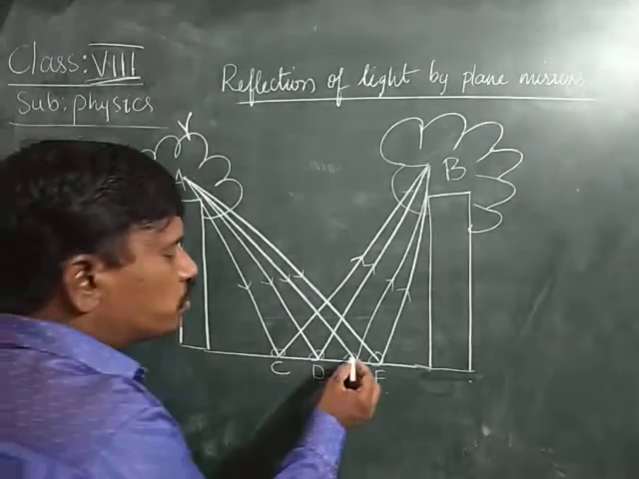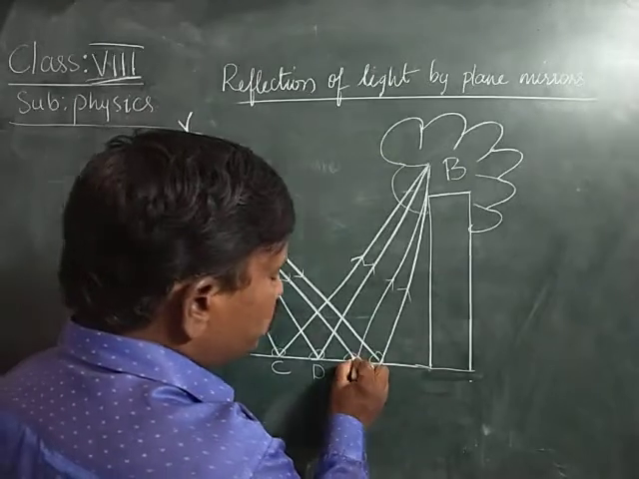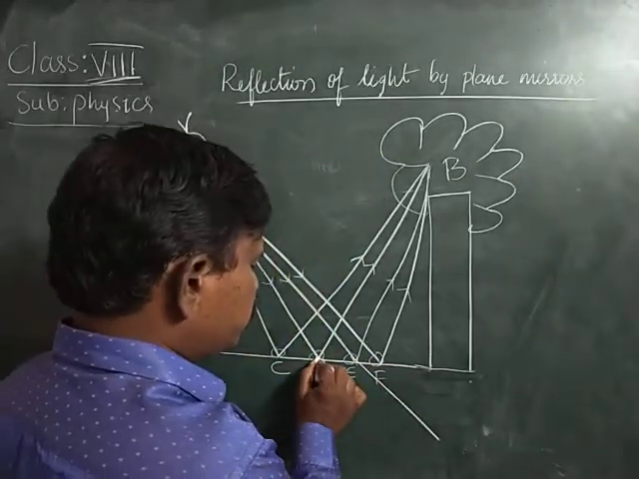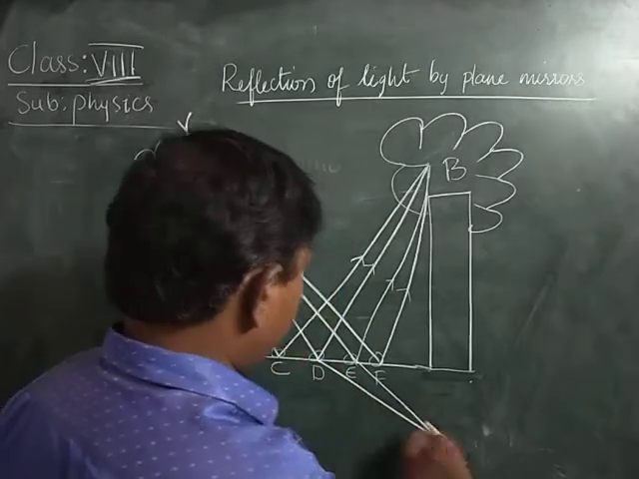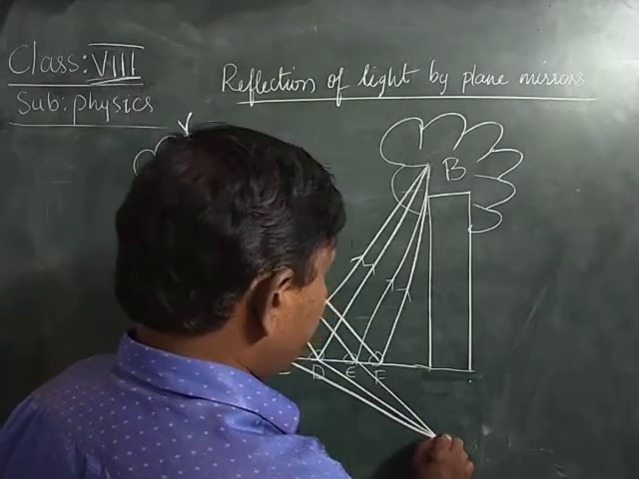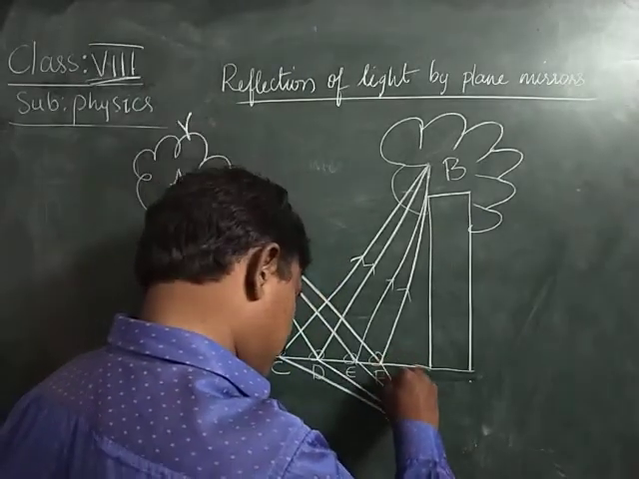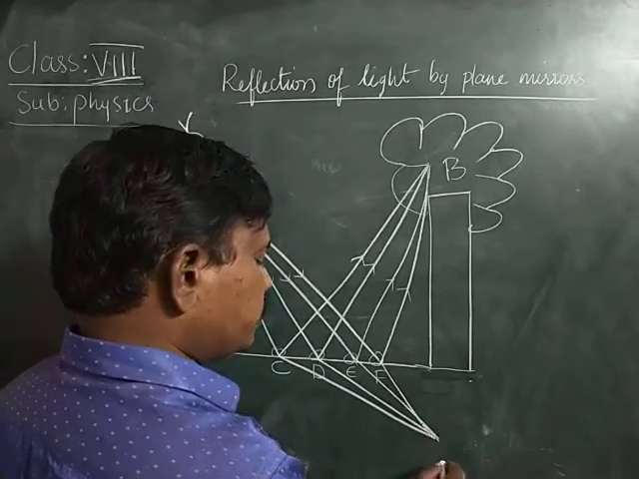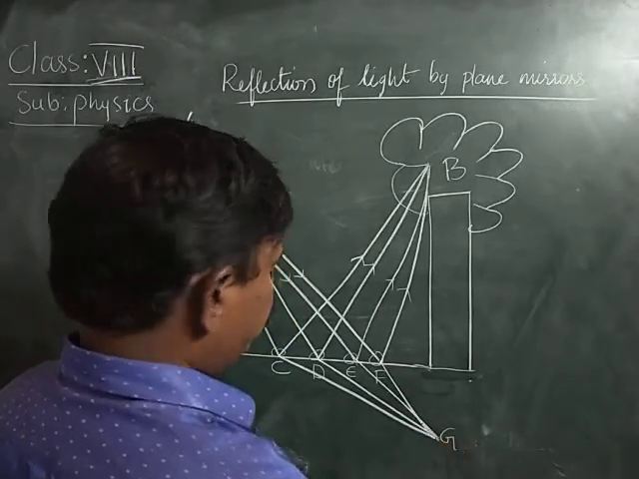Therefore, in order to solve this, what we should do is extend these lines. Extending the line is nothing but making the image formed over here. The image will be G.